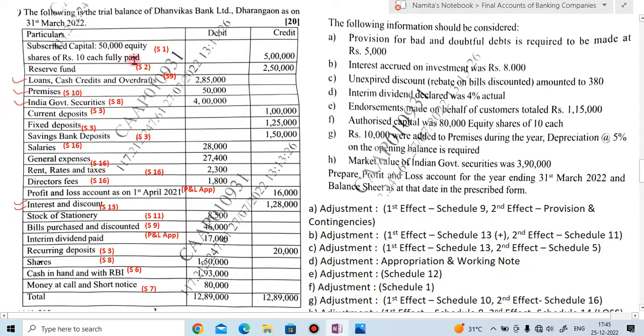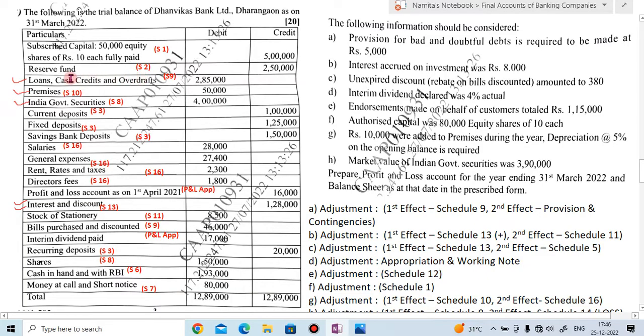Now see here, I have already marked here in the trial balance, see subscribed capital. Now subscribed capital is how much? 50,000 equity shares of rupees 10 each, fully paid. Now this is related to capital. So in which schedule will this entry go? This entry will be posted in schedule number 1. Okay, schedule number 1 is what? Capital. Next is what? Reserve fund. Now reserve fund is what? Statutory reserves. Okay, so schedule number 2, the heading of schedule number 2 is what?